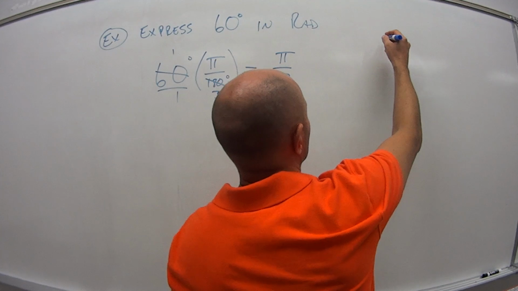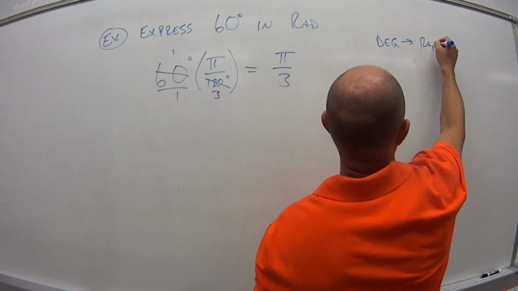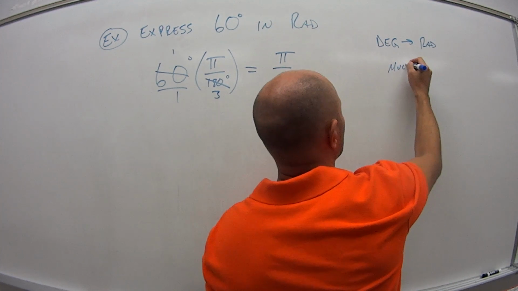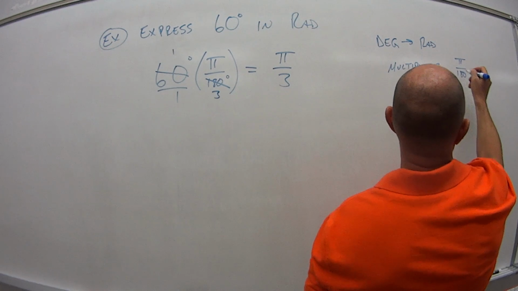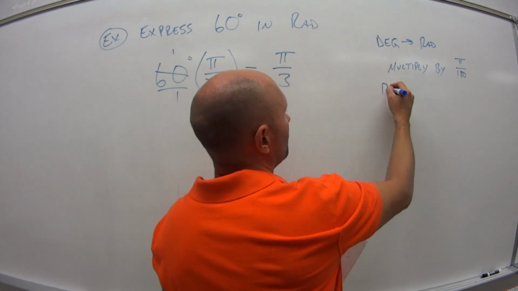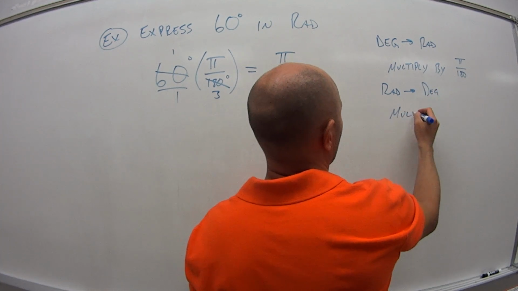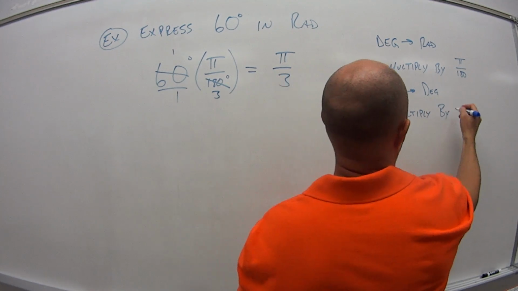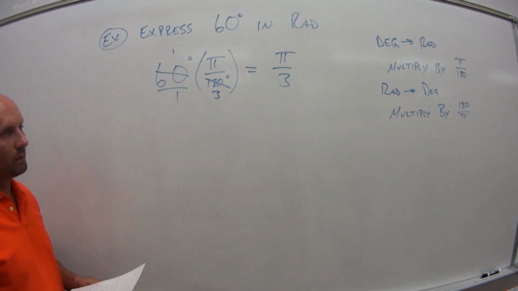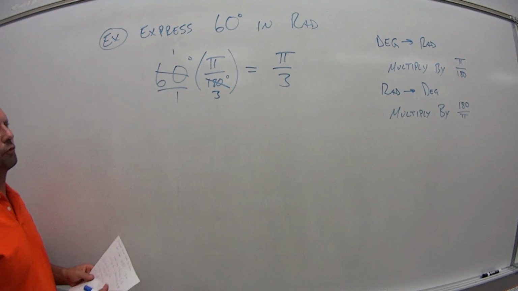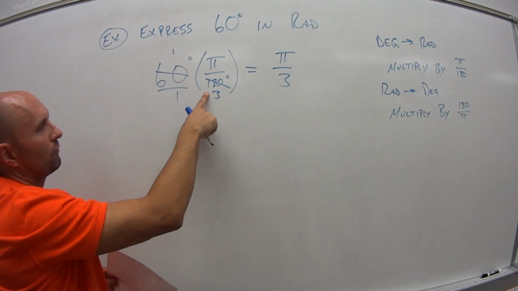So let me write this down as a shortcut for you guys. If we want to go from degrees to radians, we want to multiply by pi over 180. If we want to go from radians to degrees, then we do the opposite. Then we multiply by 180 over pi. So that's sort of our shortcut. If we want to go from degrees to radians, that's this first one. We multiply by pi over 180.